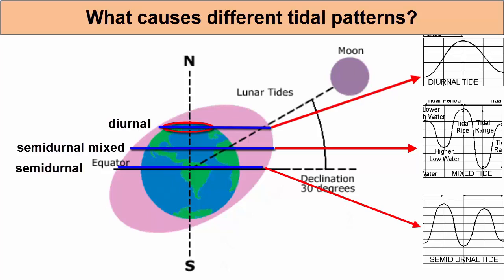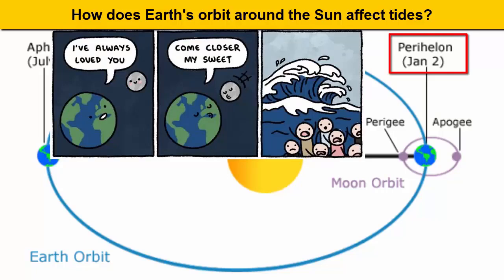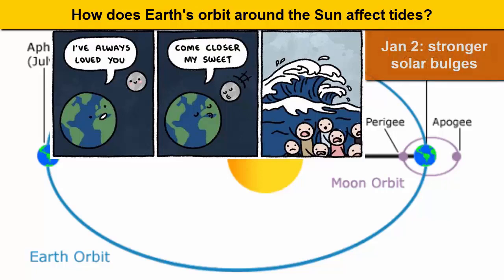How does Earth's orbit around the Sun affect the tides? Because the Earth's orbit is actually an ellipse, in January the Earth is a little closer to the Sun than the rest of the year. Remember this cartoon? Imagine it's the Sun that's coming closer. What do we get? Greater force differential, so bigger solar bulges.